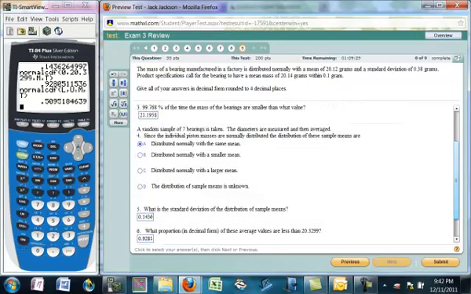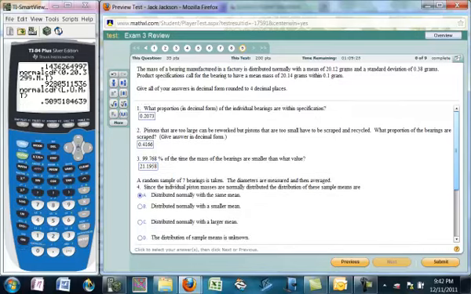So our original up here, they weren't doing so well in this particular manufacturing situation, were they? Just a little over 20% of the bearings were within the product specifications. They need some help in their factory. Okay, that's of the individuals.